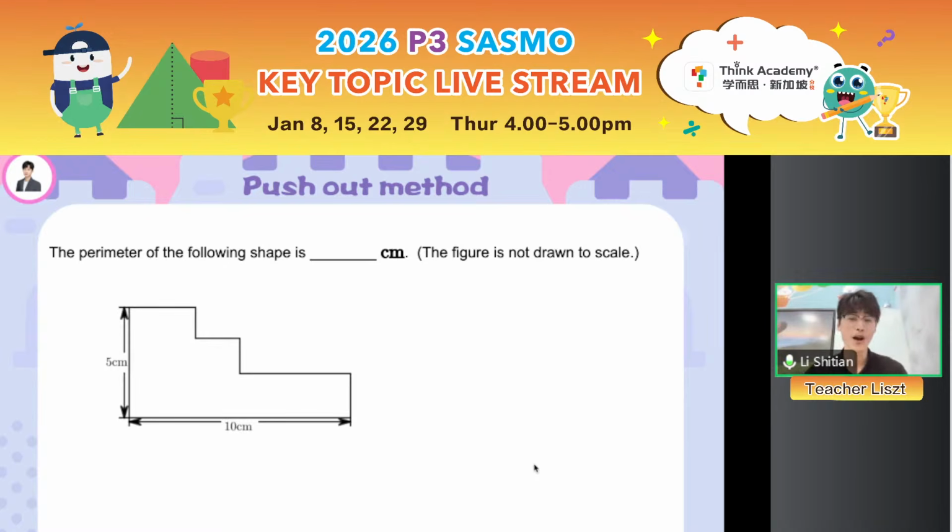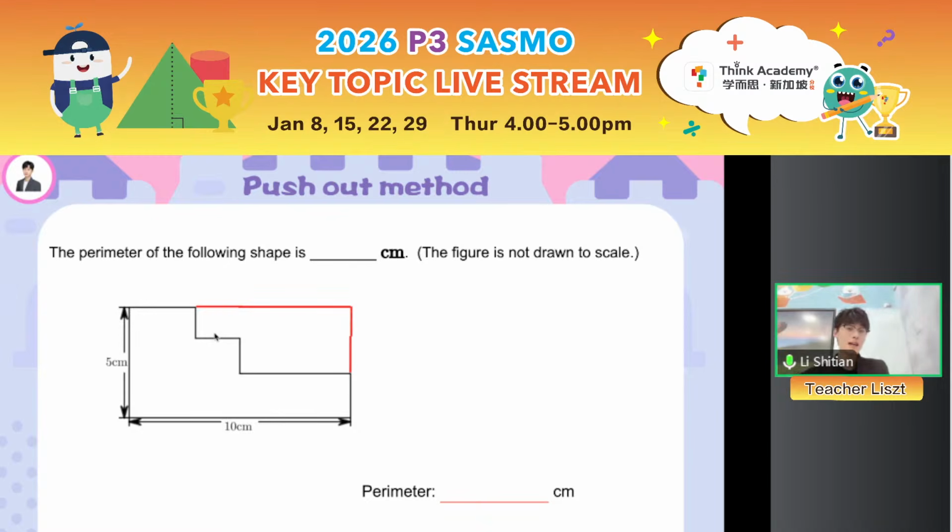How can I use the push-out method here? Actually, same, right? I want to move all the short side lines to make it into a regular shape. Then we can solve it, right? So let's move. For this line, I need to move it to where? To the left, to the right, to the bottom, to the top, right? Then what about this short line? I need to move it to the right. And for this short line, I need to move it to the top. And for this short line, I need to move it to the right, right?